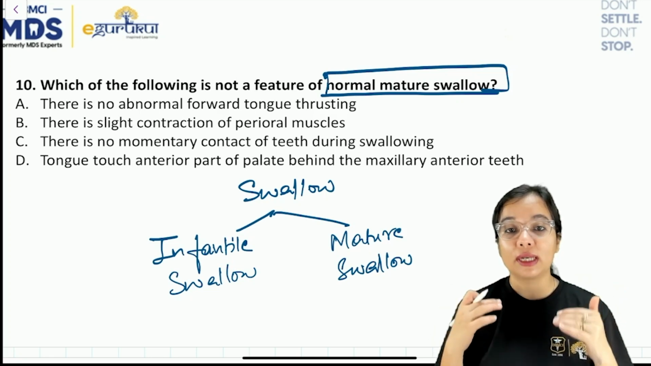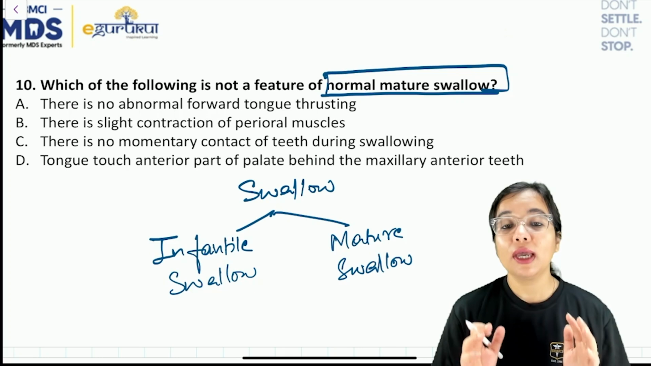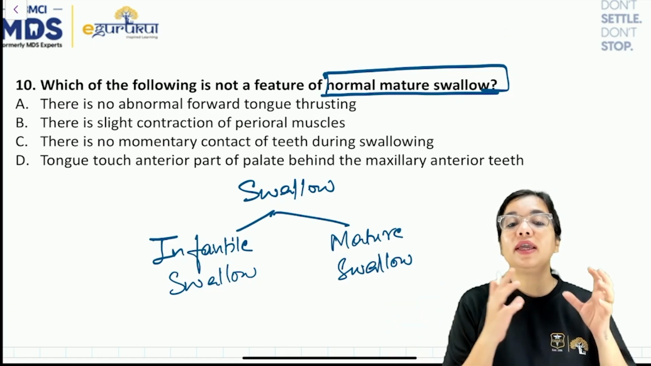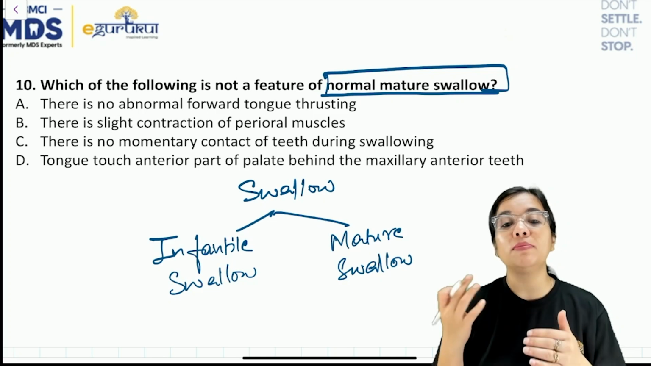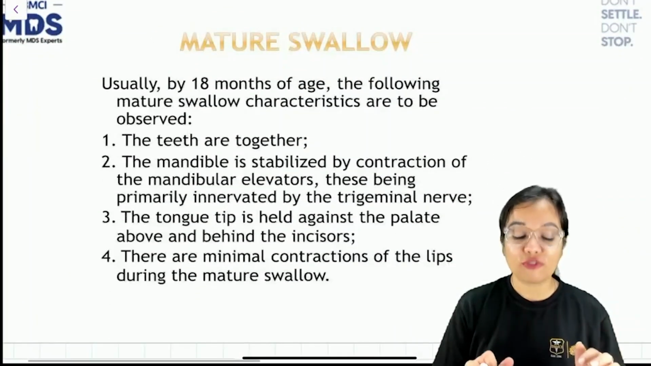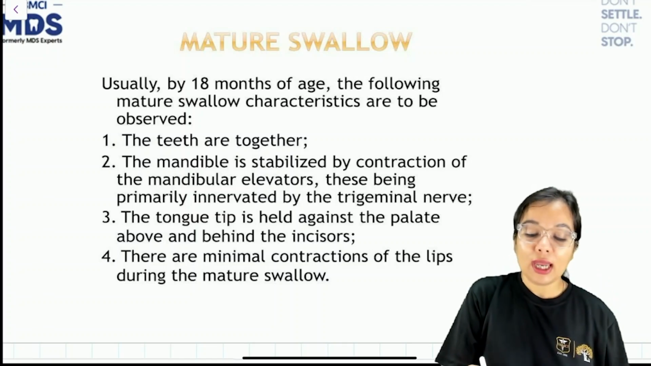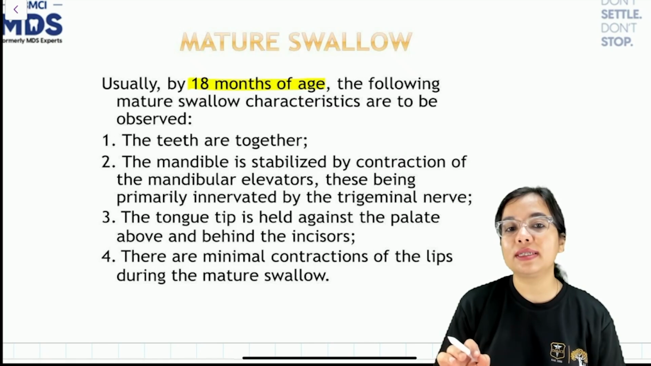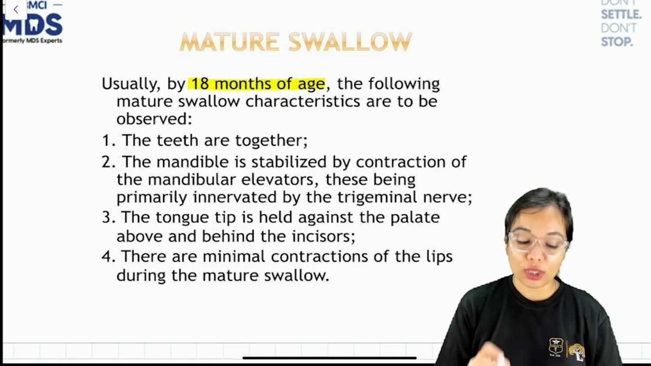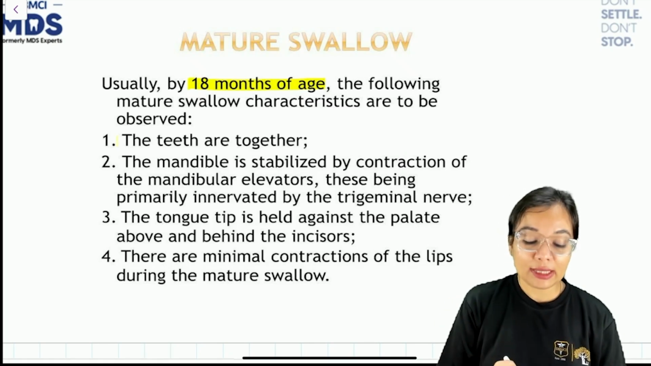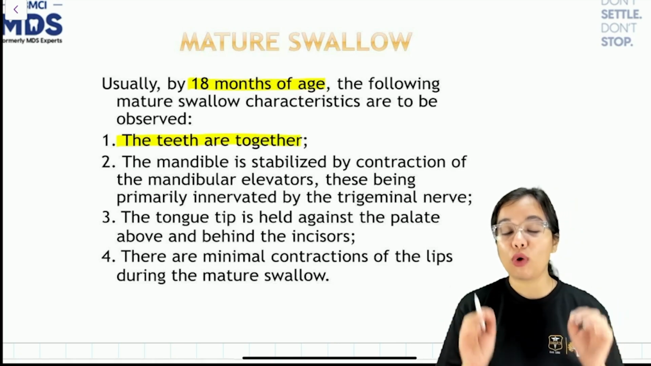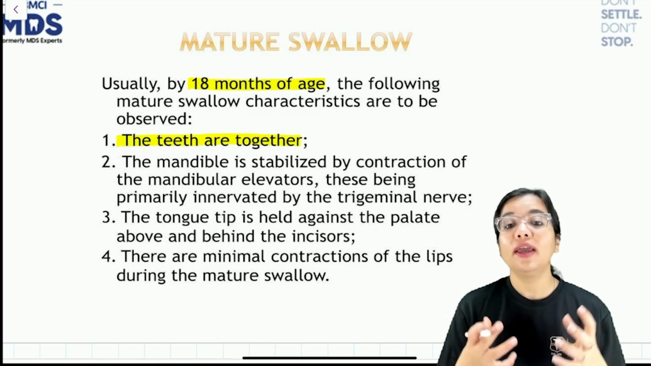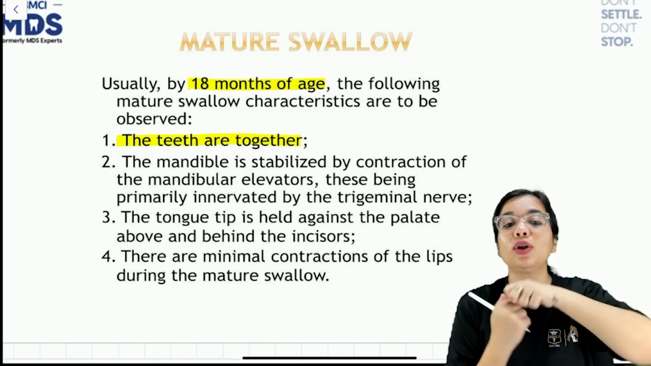Eventually, when all the teeth erupt and the child is weaned off of the milk and starts eating solid or semi-solid food, then the infantile swallow gets converted into the mature swallow. Now, what are the features of mature swallow? Usually by 18 months of age, the following mature swallow characteristics are to be observed. The teeth are together. Whenever you swallow, try yourself and see, the teeth come together in contact.